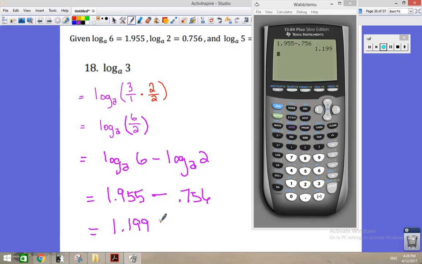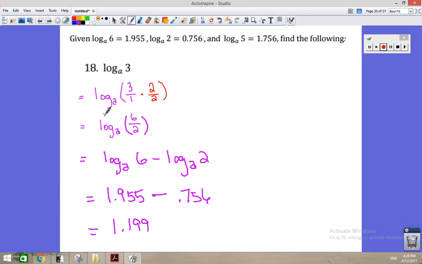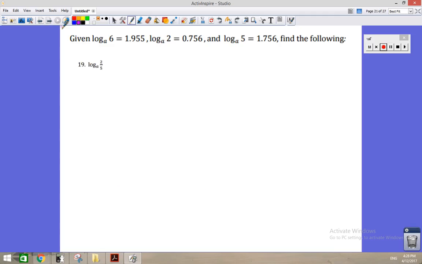1.199. I want to make sure that I've keyed that in correctly. I haven't made a data entry error. I don't think I have, and I don't believe I've made an arithmetic error above, so I think that's my final answer. Alright, let's take a look at the next one.